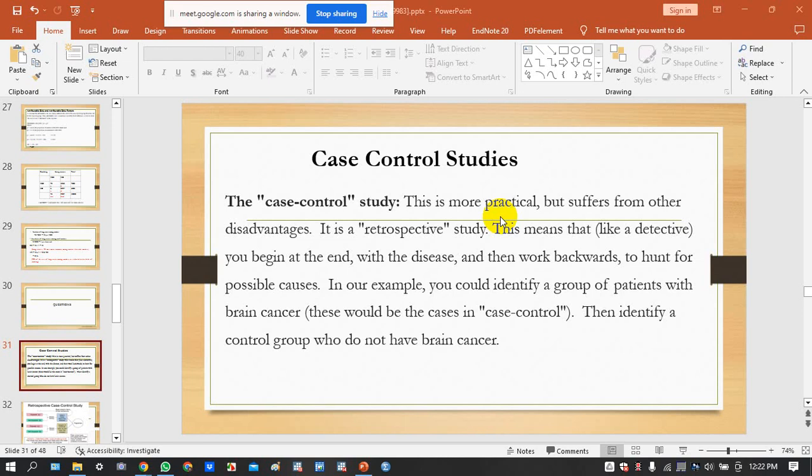Okay, so case control studies. The case control study is more practical but suffers from other disadvantages. Like I said, you have to pick the cases.